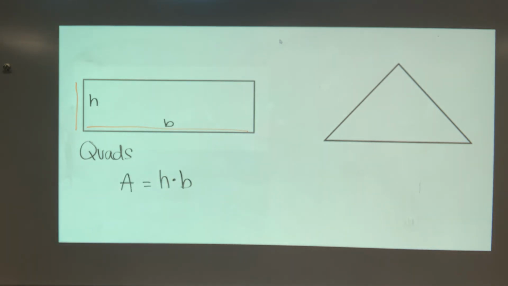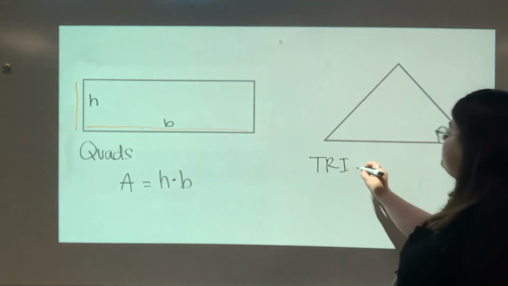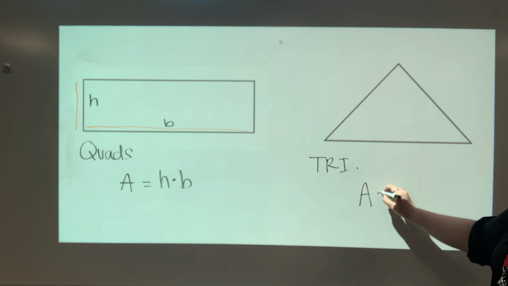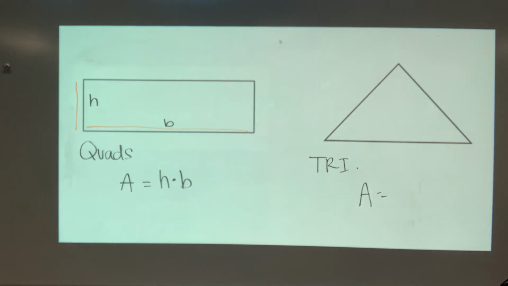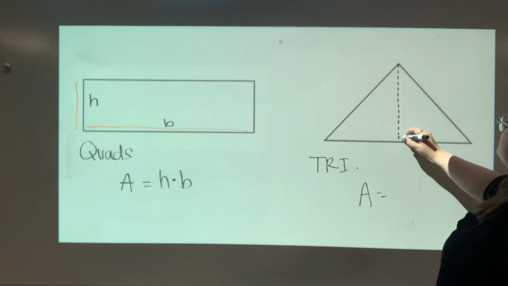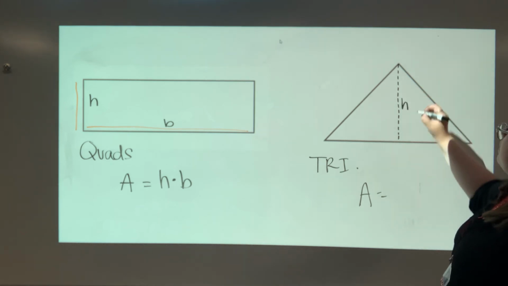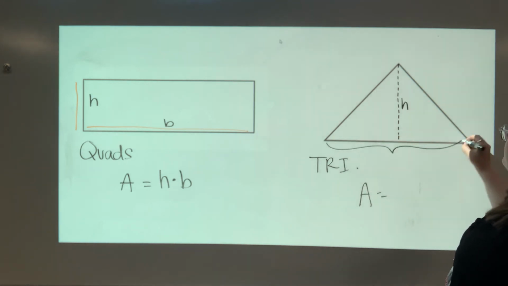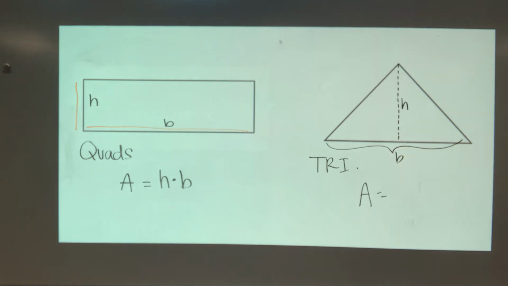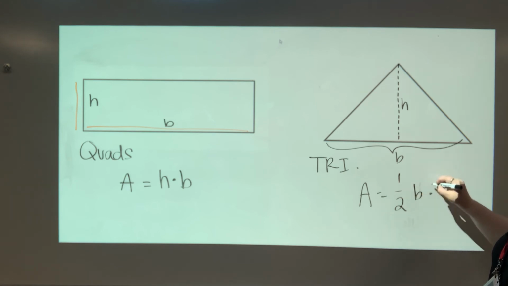What about for your triangles? For triangles, your area is very similar to that, but we're going to cut it in half, okay? So here is my height of my triangle, and this right here is the base. So area formula, 1/2 times base times height, okay?